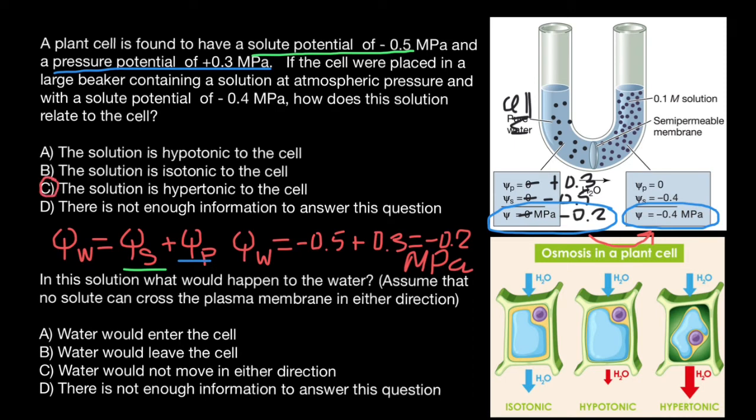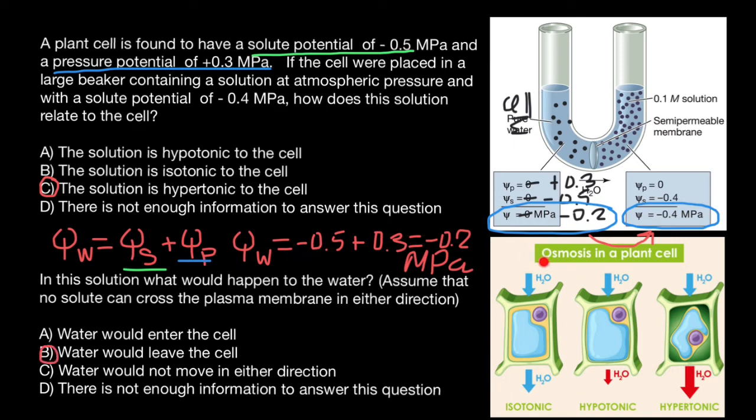And this means we also gave an answer to the second question. In this solution, what would happen to the water? Assume that no solute can cross the plasma membrane in either direction. And we already know that water would leave the cell. Answer B. Take a look at this picture.